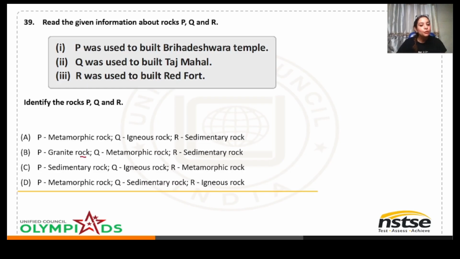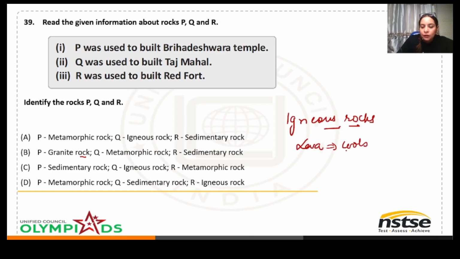So first of all, you should know what exactly rocks are. Rocks are basically the aggregation of minerals. Now, if we talk about igneous, sedimentary or metamorphic rock, igneous rocks are formed when lava cools down. The lava which erupts through a volcano cools down, so igneous rocks are formed at that time. Now let's talk about sedimentary first.